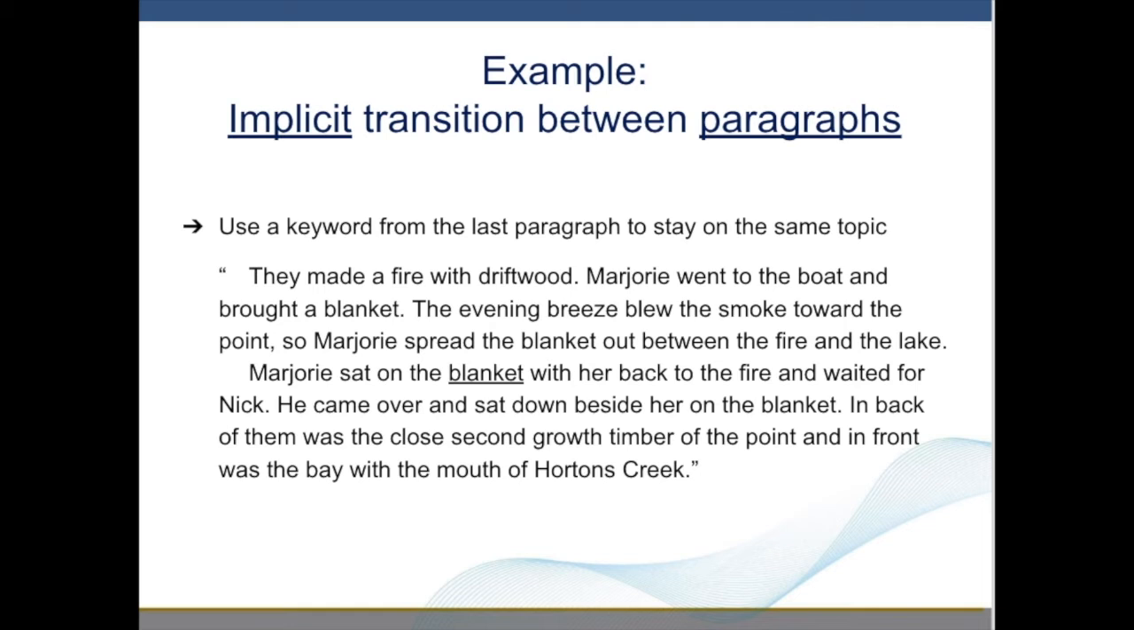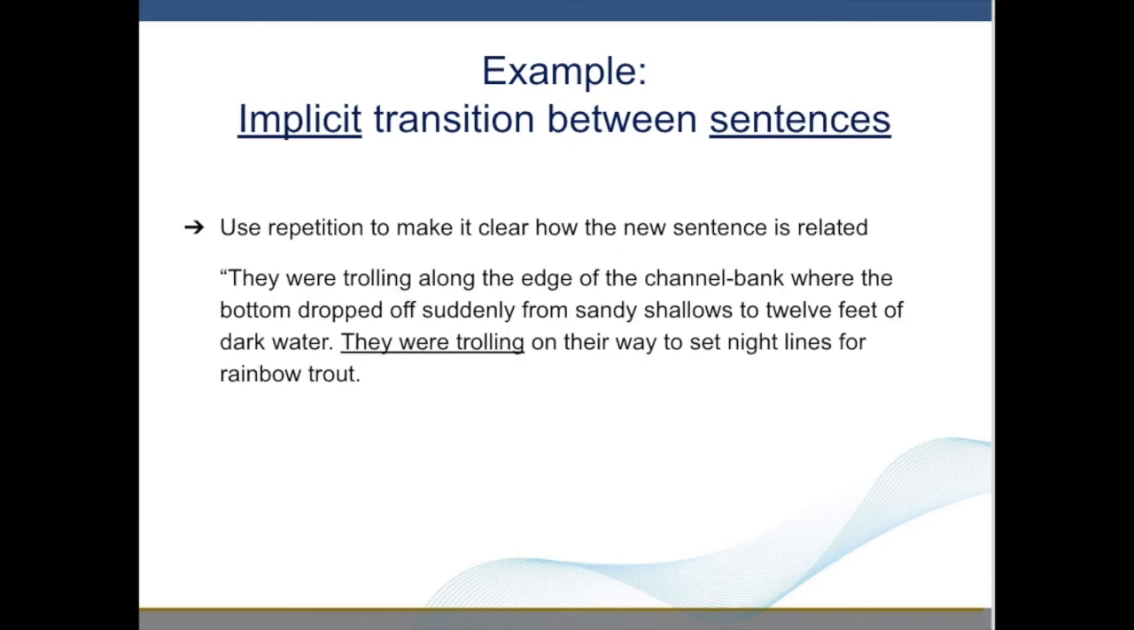To transition between paragraphs with an implicit transition, when you are continuing to discuss the same topic, you can guide the reader by using a keyword from the previous paragraph. Repeating the word blanket in the second sentence indicates that the events in the second paragraph immediately followed those in the first paragraph.